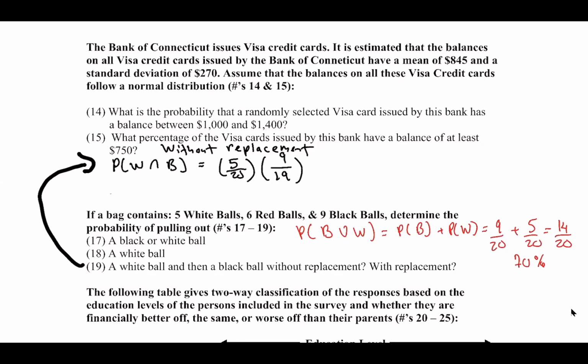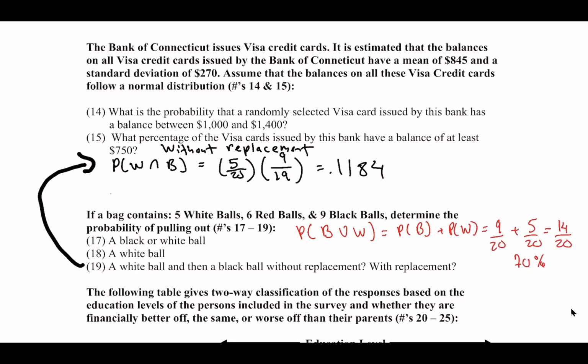I got 5 divided by 20 and 9 divided by 19. I'm going to multiply these two out, and that's our answer. So you go 5 divided by 20, multiplied by 9 divided by 19, and you get 0.1184. All right, so that's without replacement. Any question without replacement?